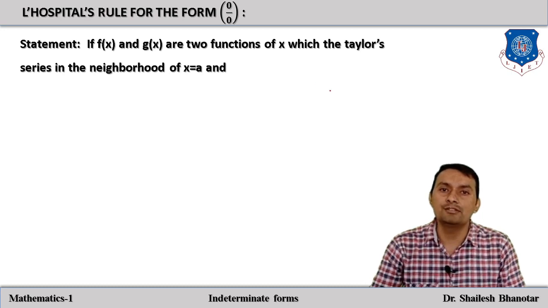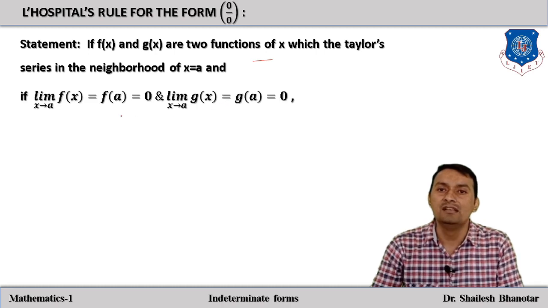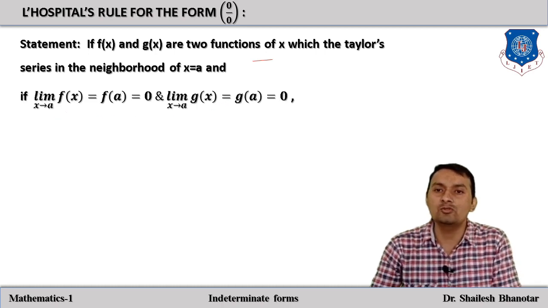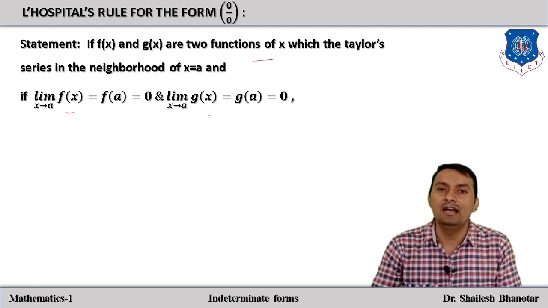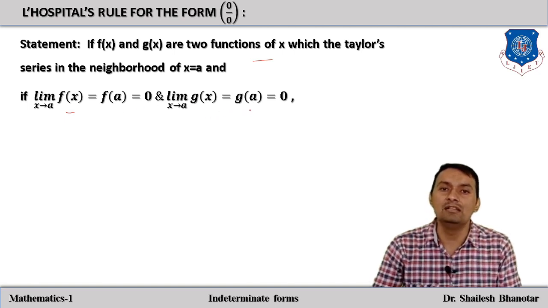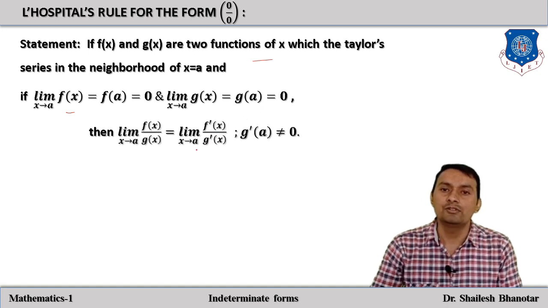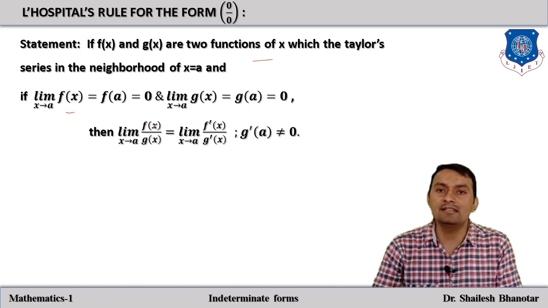For the form 0 by 0, whenever we have the form 0 by 0, how will the L'Hopital rule work? First let us look at the statement. If f of x and g of x are functions of x with Taylor series in the neighborhood of a, and the limit as x tends to a of f of x is f of a, equal to 0, and the limit as x tends to a of g of x is g of a, equal to 0. Then consider the limit as x tends to a of f of x divided by g of x. When we put x equal to a in both, we get f of a equal to 0 and g of a equal to 0. That means we have the form 0 by 0.